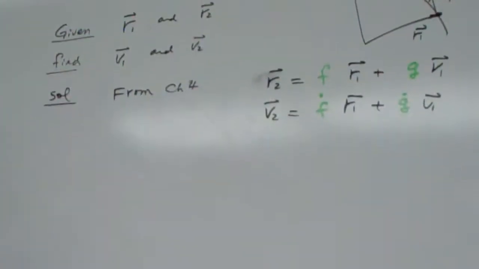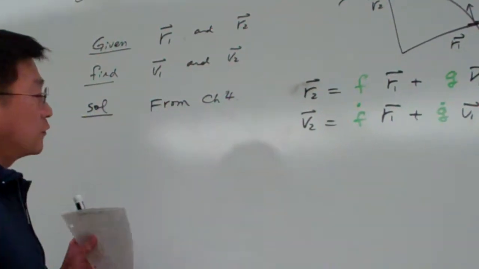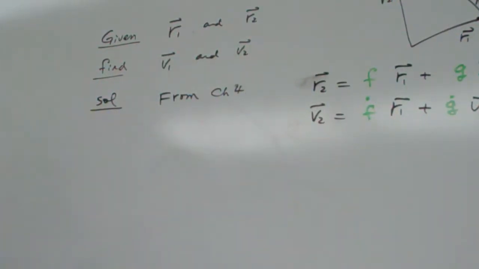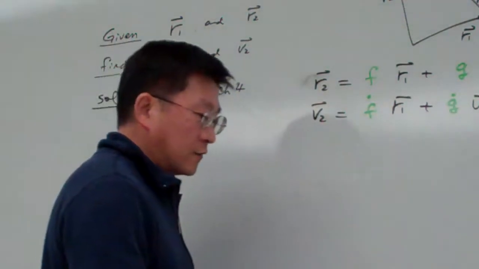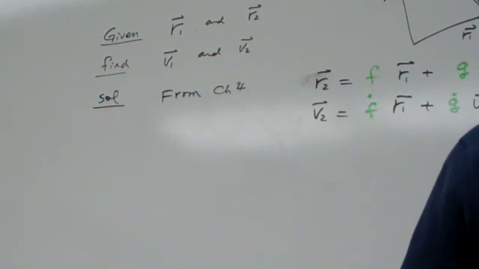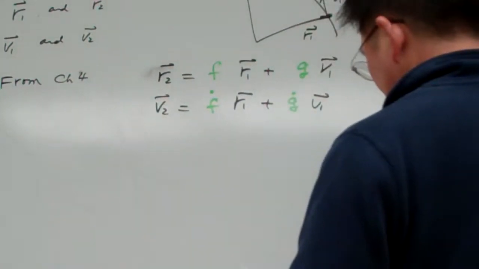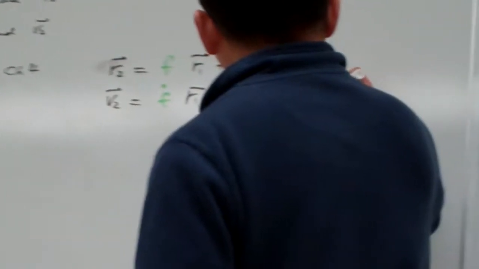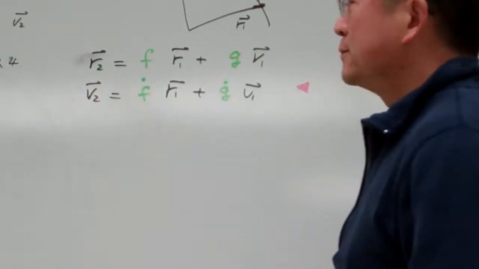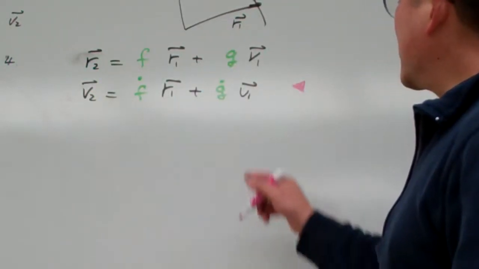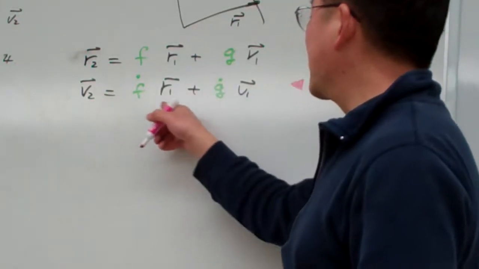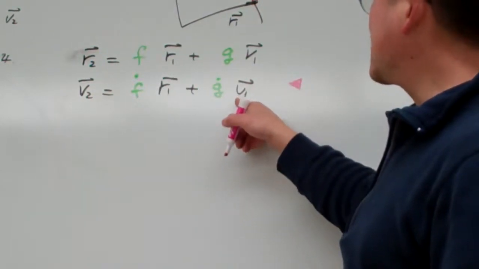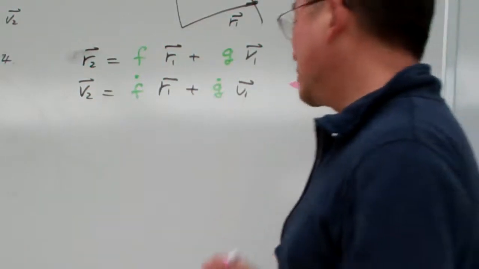Now for this case, we are given R1, R2, and we want to find V1, V2. From here, you can see V2 appears here. So from this equation, that can give us the information about V2. Assuming V1 is known, then V2 can be calculated by this. So the whole thing depends on how we determine V1.